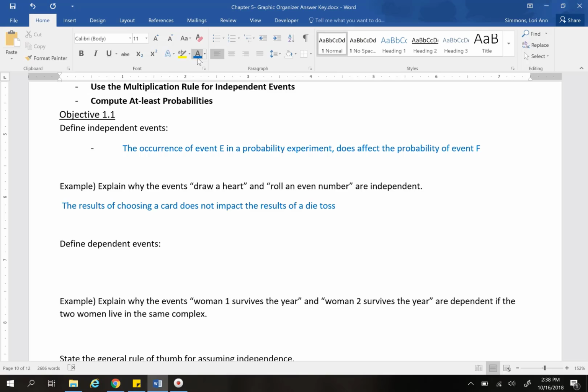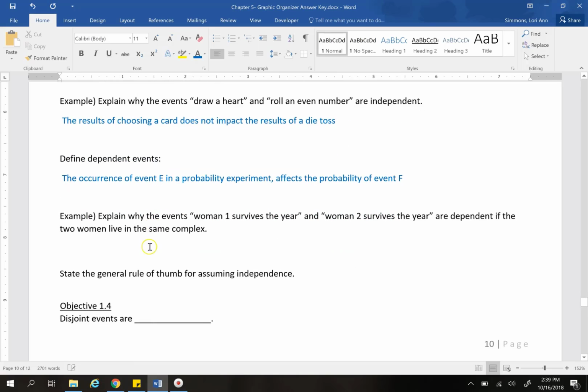Dependent events: the occurrence of event E in a probability experiment affects the probability of event F. So an example of a dependent event would be the below.